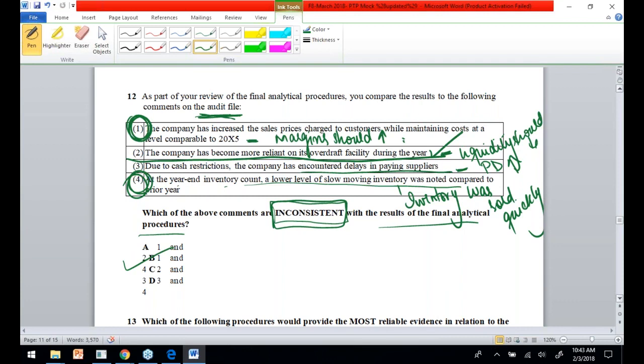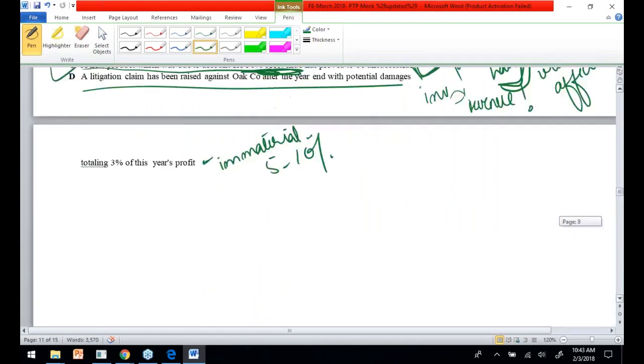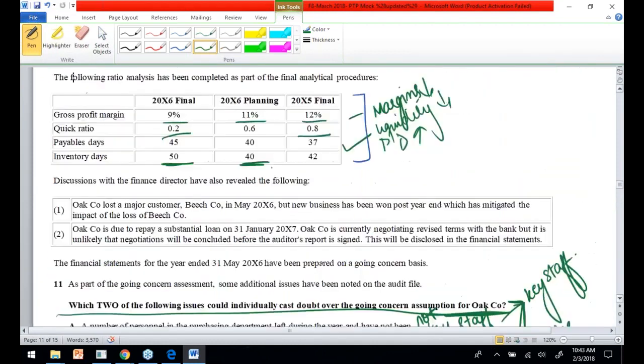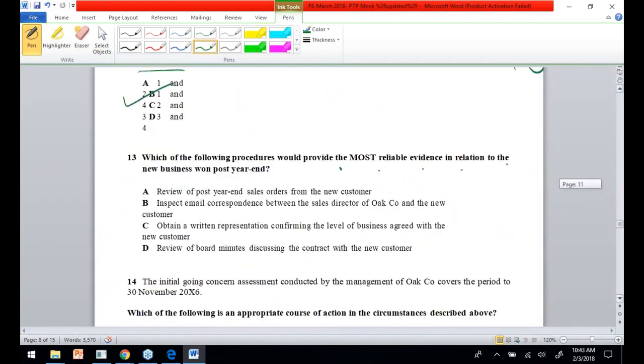Next. Which of the following procedures would provide the most reliable audit evidence in relation to new business won post year end? So, this is with reference to this statement, which says that, all right, let me go further. Oak Company lost a major customer, Beach Company, in May 2006, but new business has been won post year end, which has mitigated the impact of the loss of Beach and Company. Now, the auditor needs to gather evidence on new business won.